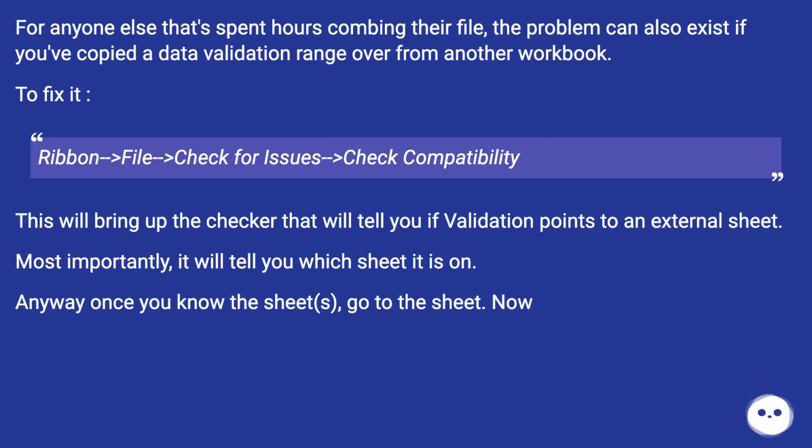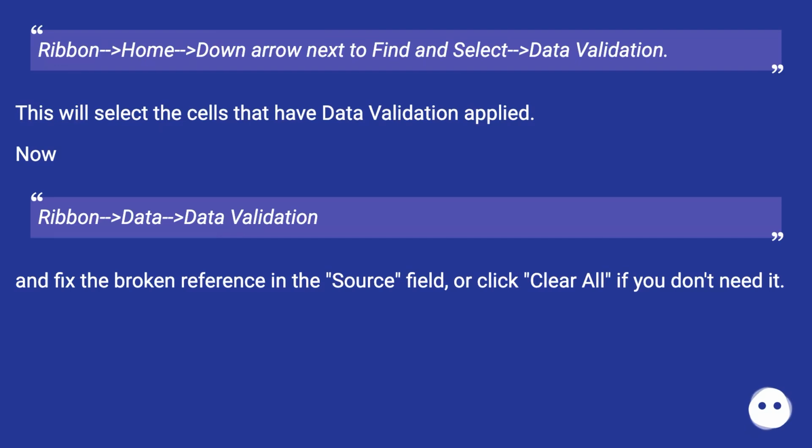Anyway, once you know the sheets, go to the sheet. Now. Ribbon, Home, down arrow next to Find and select Data Validation. This will select the cells that have data validation applied. Now. Ribbon, Data Validation. And fix the broken reference in the source field, or click Clear All if you don't need it.